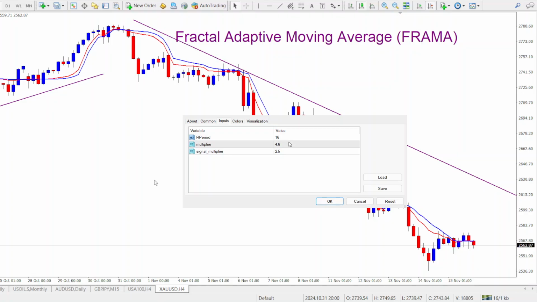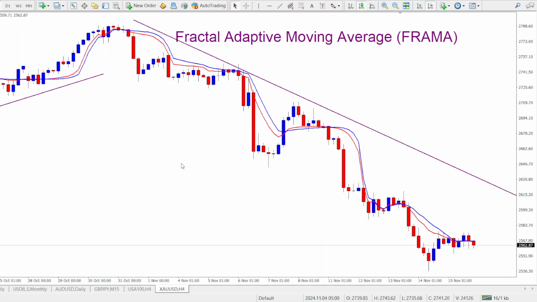But if you are maybe a swing trader or a scalper and you want to tweak the settings a bit to suit your own trading style, or even an intraday trader, then you can go ahead. But the default settings actually work well.